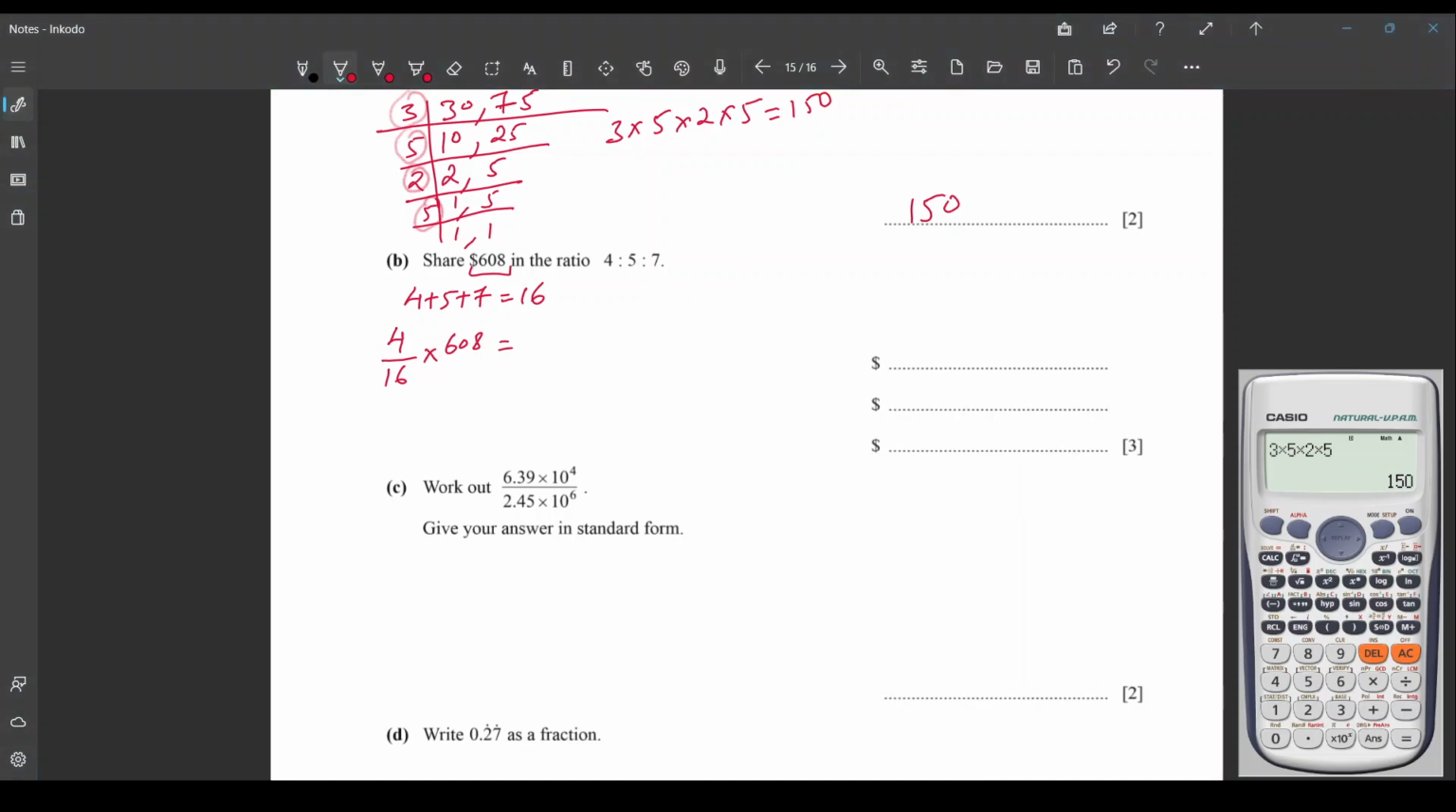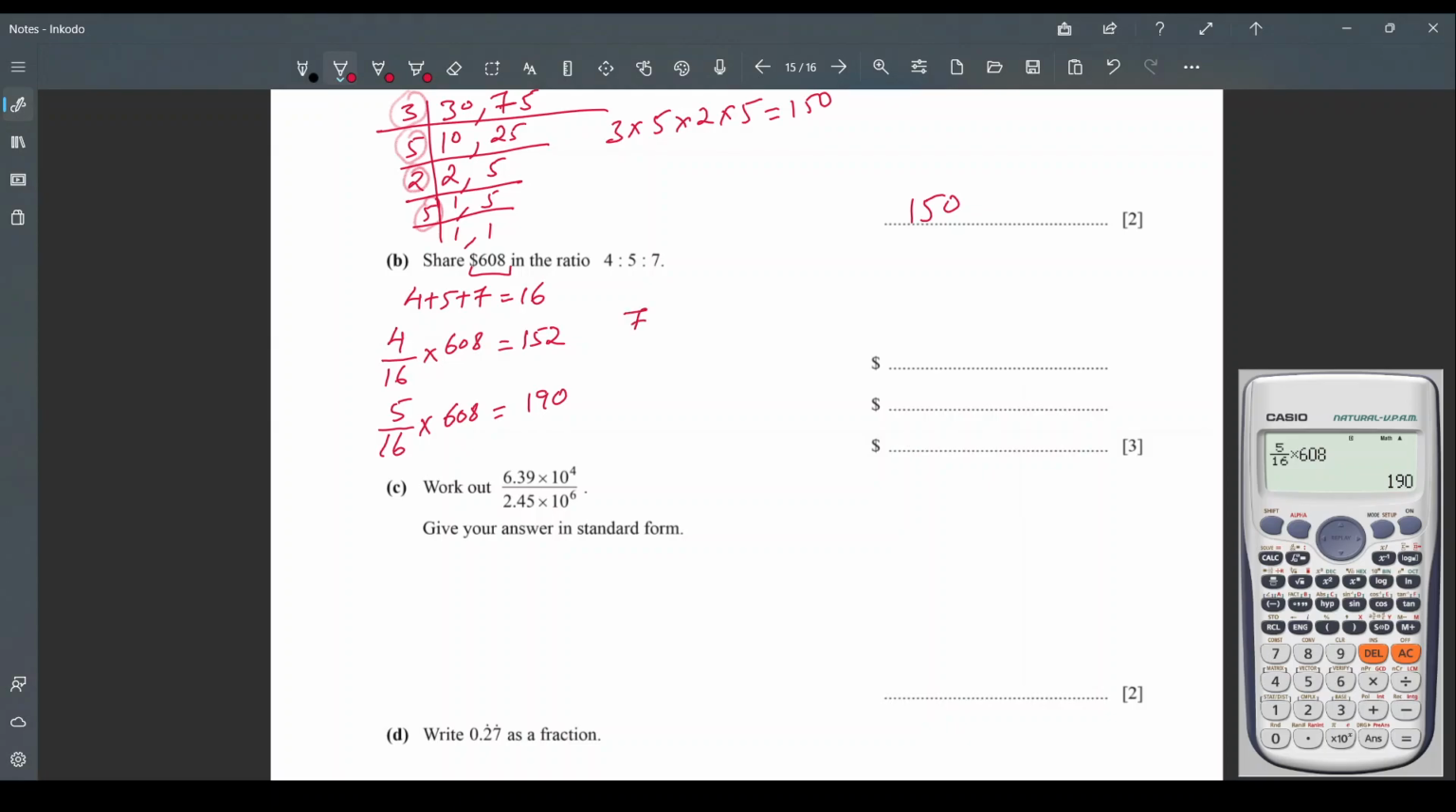Let's use the calculator. 4 by 16 times 608. You got the answer as 152. So the first share is 152, and the second ratio is 5 out of the total ratio 16, and the total share is 608. If I change the number 4 to 5, I'll get the answer 190.